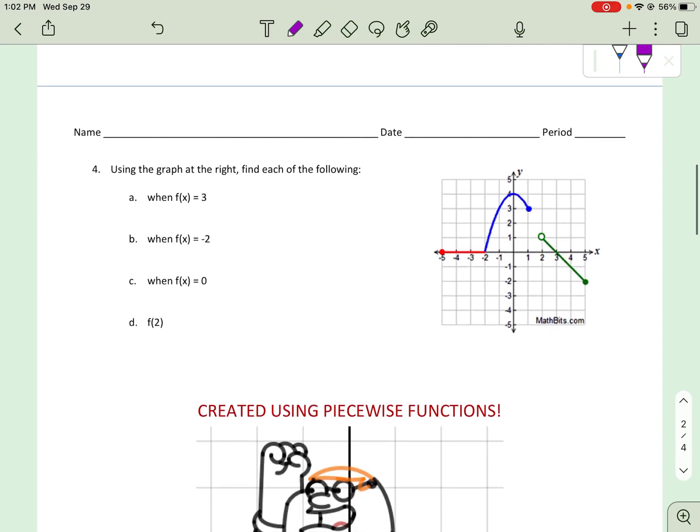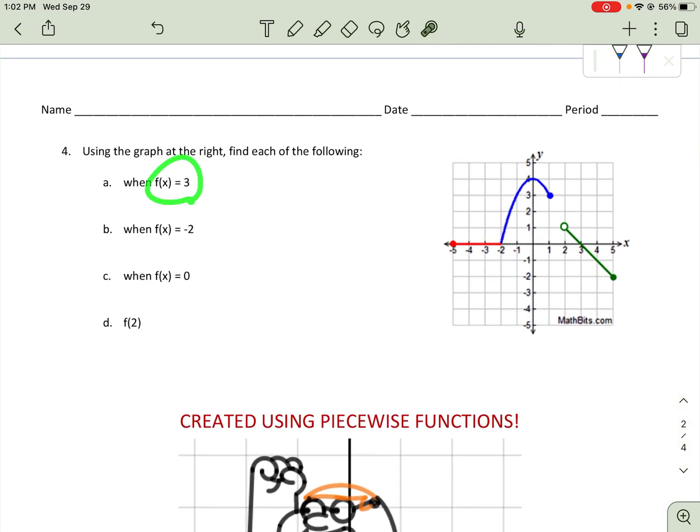And then similar stuff down here, except these are all y values. When y is 3, when y is negative 2, when y is 0. So I come and I look when y is 3. So y is 3 is right here. So I have a point here and one right here. So when x is 1 and when x is negative 1. And then now we're going to do when y is negative 2, which is right here, and we have an x value of 5.